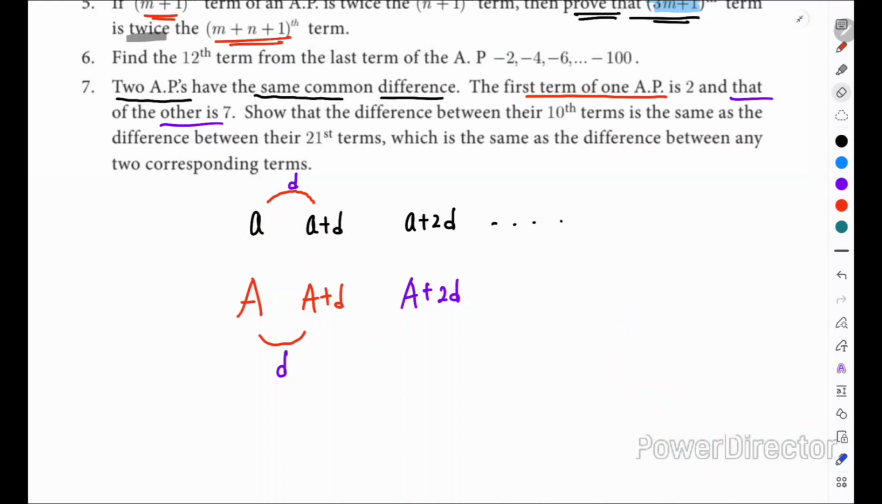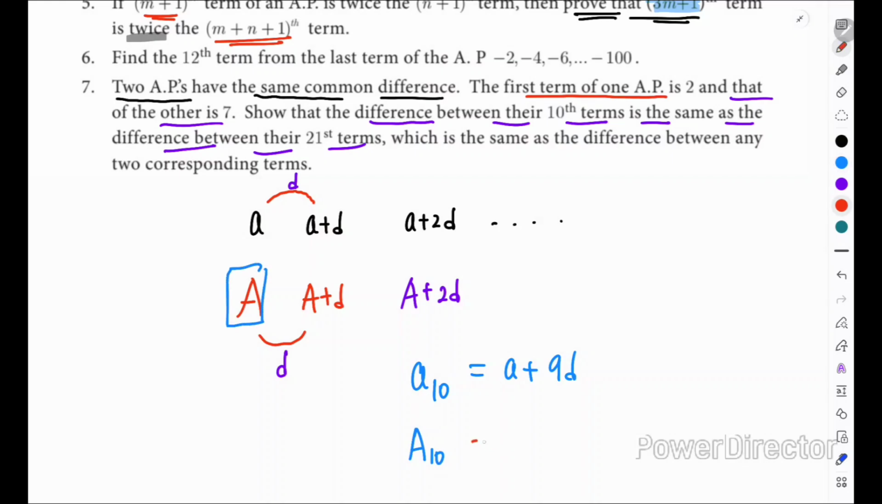Okay, so now how do you start? See, they are telling to show that the difference between the 10th terms is the same as the difference between their 21st terms. How do you write that? So see, a10, what is a10? a plus 9d, right? And how do you write capital A10, where the starting term is capital A? That's it. So what I get is capital A plus 9d. This is how I write.